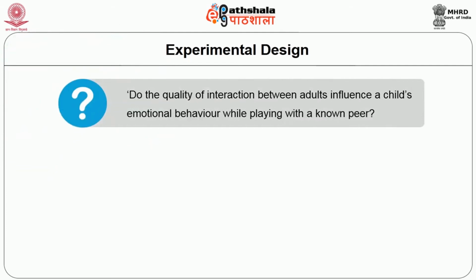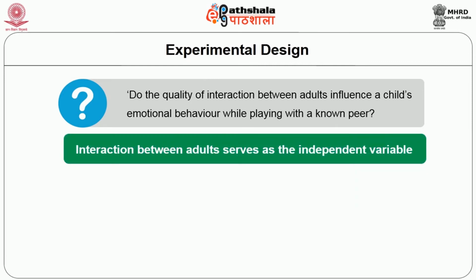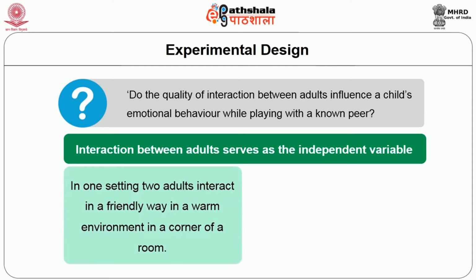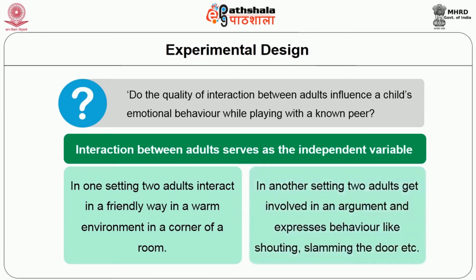Consider the example: does the quality of interaction between adults influence a child's emotional behavior while playing with a known peer? Here, the interaction between adults serves as the independent variable, which the researcher could manipulate in two ways. In one way, two adults interact in a friendly way in a warm environment in a corner of a room, and the child is playing with the known peer in another corner of the room.